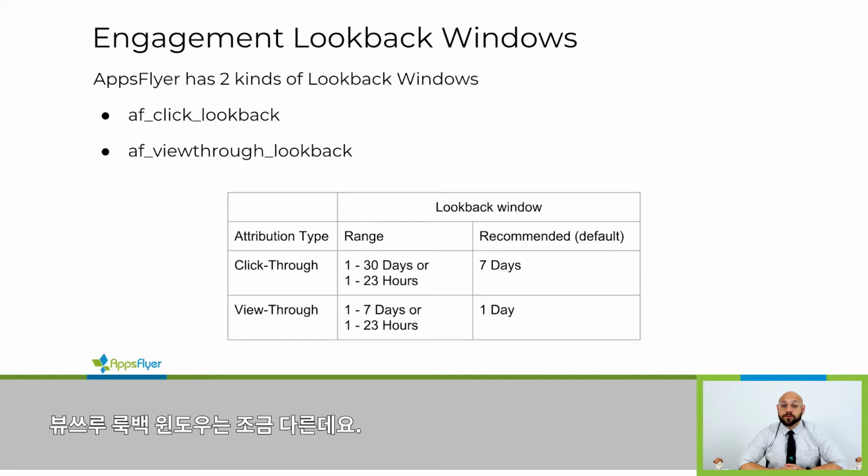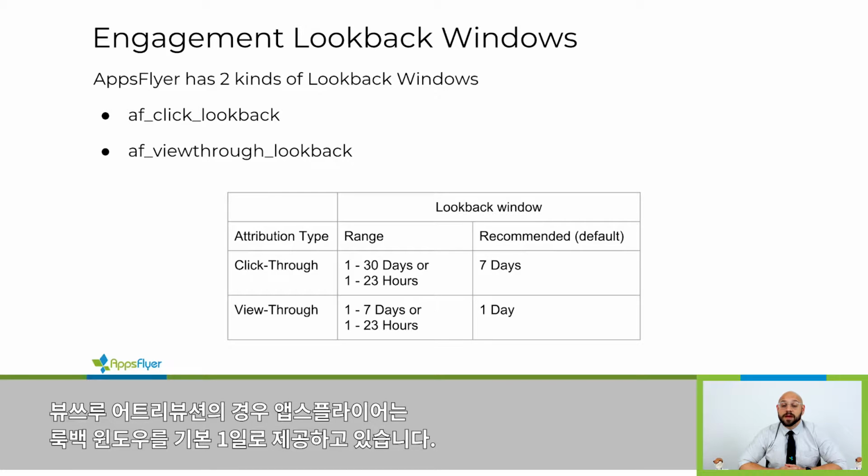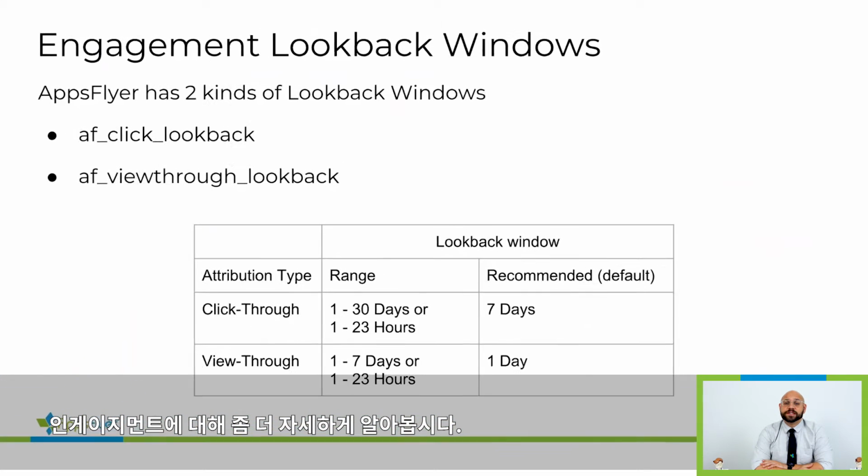View-through lookback windows are a little bit different. Those have a range of 1 to 7 days on a daily basis, or 1 to 23 hours on an hourly basis. And we recommend a 1-day lookback period for view-through attribution. So let's look at this in a little bit more detail.